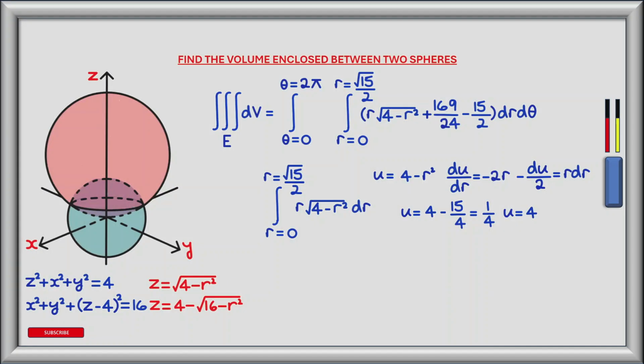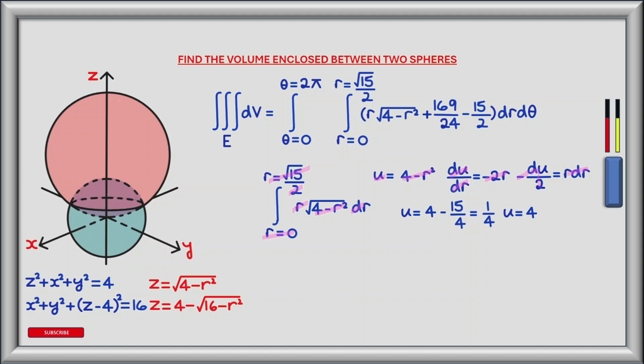And for the last of the 3 integrals, we want to integrate from r equals 0 to r equals the square root of 15 divided by 2, r multiplied by the square root of 4 minus r squared dr. And to do this, we're going to make a substitution. So we're going to make u equal 4 minus r squared. Du by dr is equal to minus 2r, and minus du over 2 is equal to r dr.